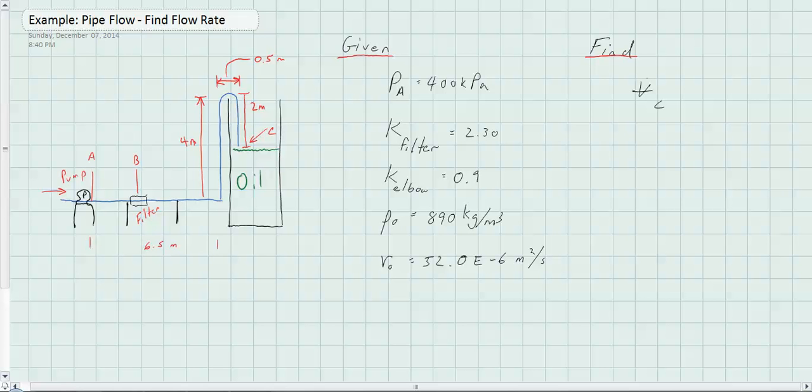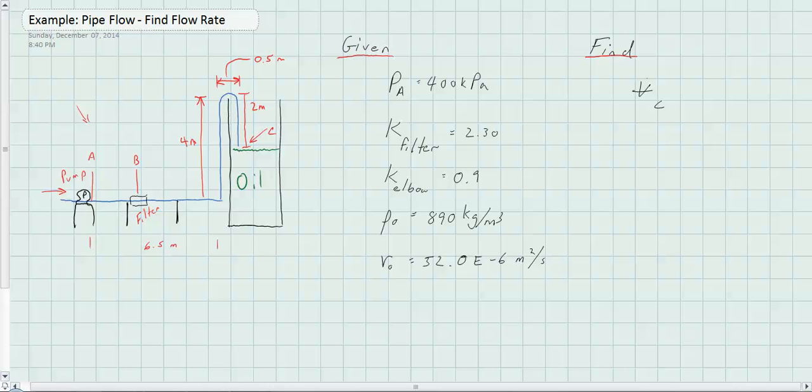Okay, this is a type 2 problem where we're trying to find flow rate. In a problem like this, there's usually an iteration involved, and the design, meaning the lengths and diameters, are laid out. In this case, we have the design spelled out, where you have a pump at point A, pumping fluid to point B through a filter, around a bend, around a second bend, and dumping into a reservoir.